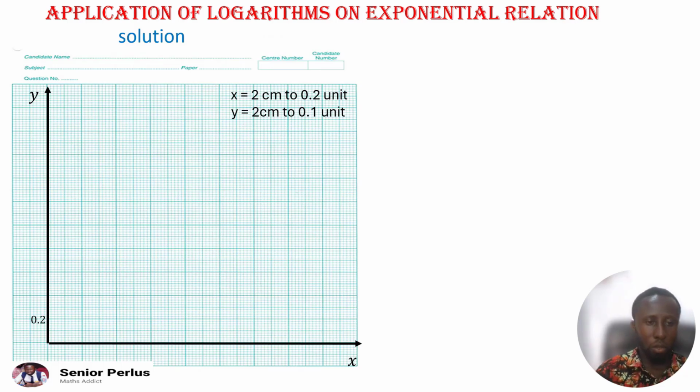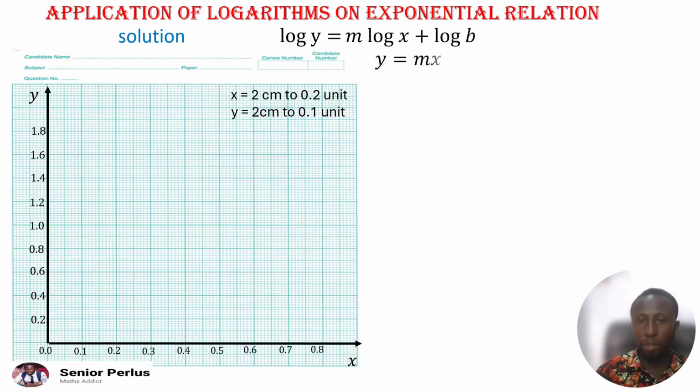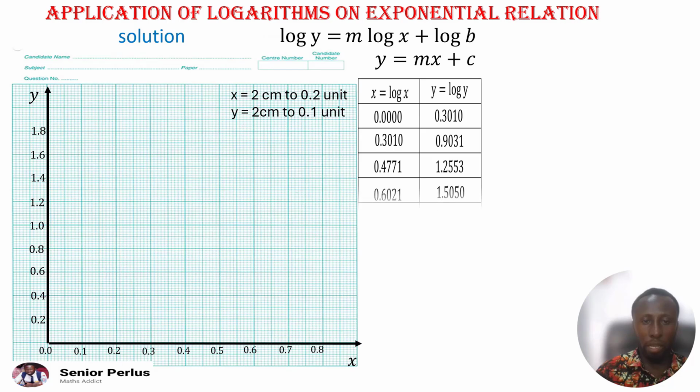Good. So my y axis is 2, 3, 8, 0.1, 1.2, 1.4, 1.6, and 1.8. And then for the x axis, I'll just use 0.1 unit on 2 centimeter. Yes, 0.6, 0.7, 0.8. Then this is what we are going to use, and this was our table that we did. So we are going to plot all this.